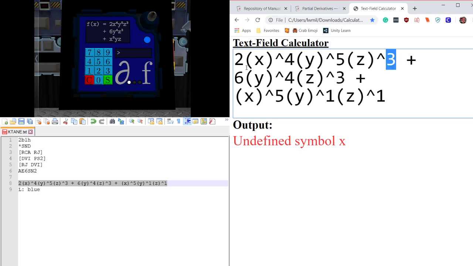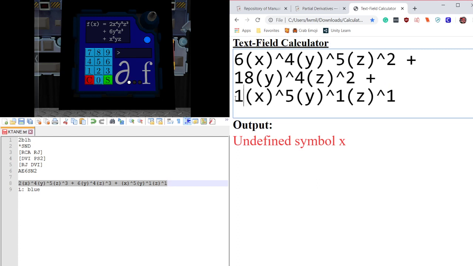3 times 2 is 6. 3 minus 1 is 2. We use the exponent attached to the z this time because we are deriving to z. 3 times 6 is 18. 3 minus 1 is 2.